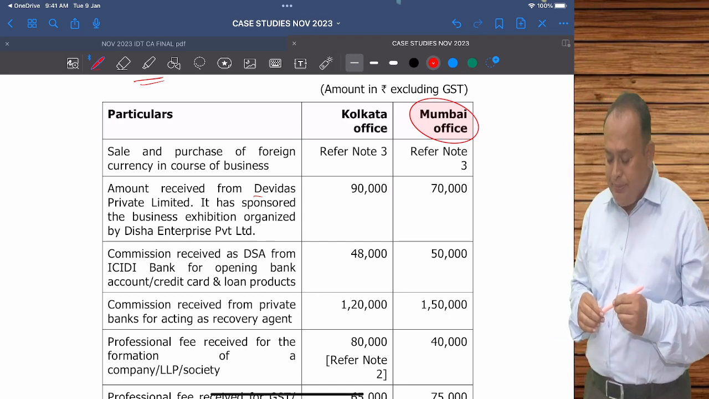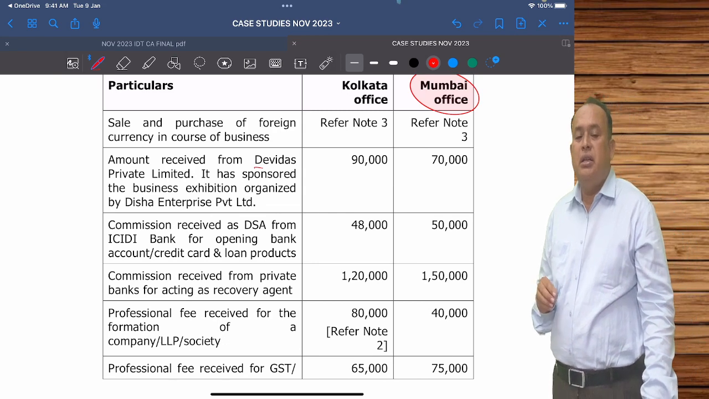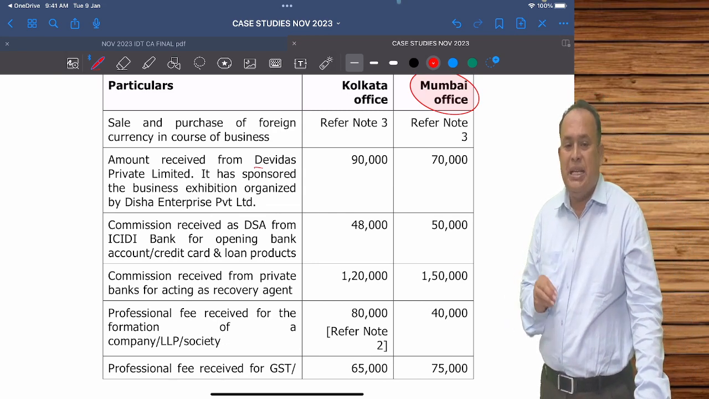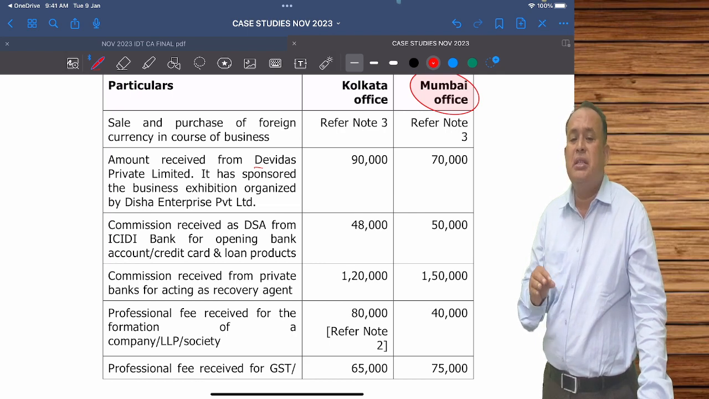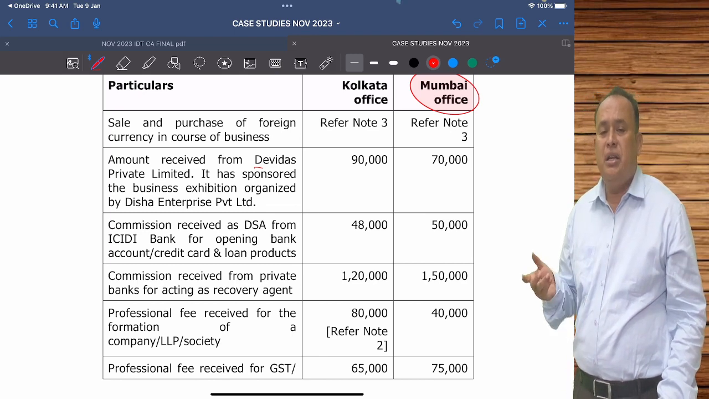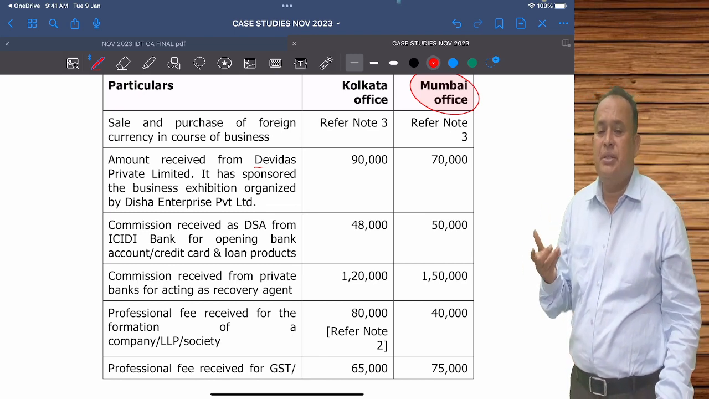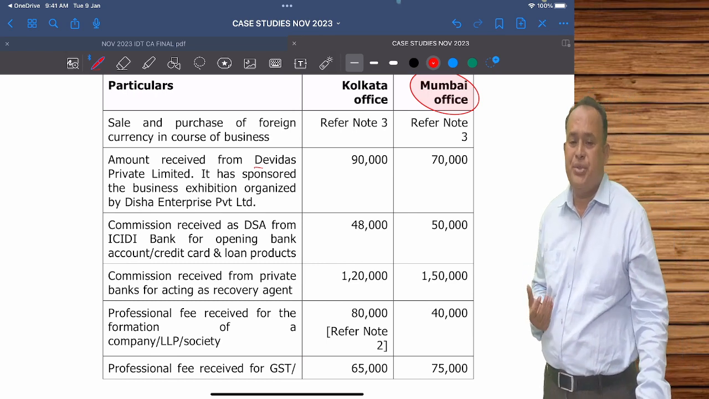That means this 70,000 rupees is there here. Amount received for what purpose? Organizing a business exhibition. That means here, who is the supplier of service? Supplier of service is our client, Disha Enterprises.